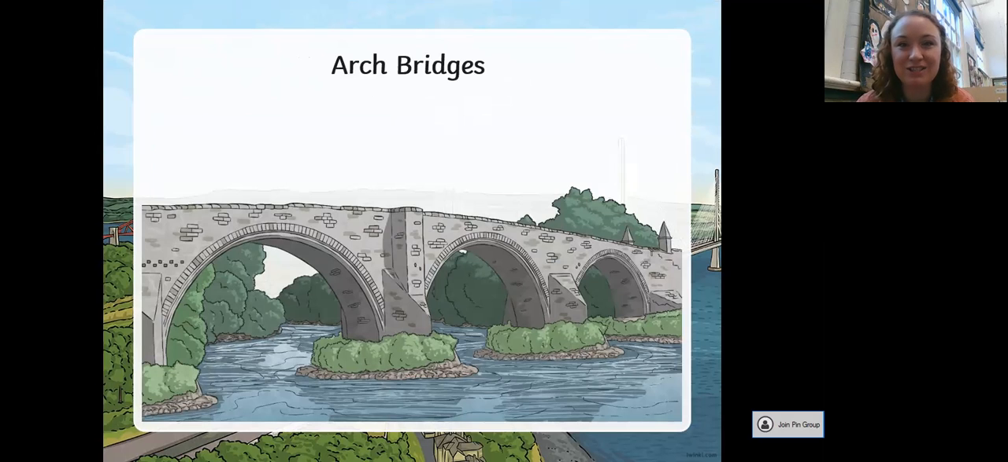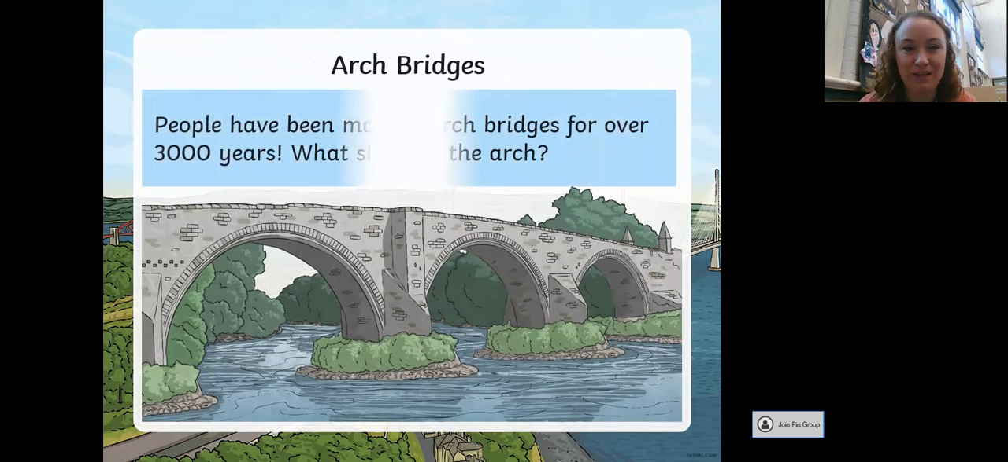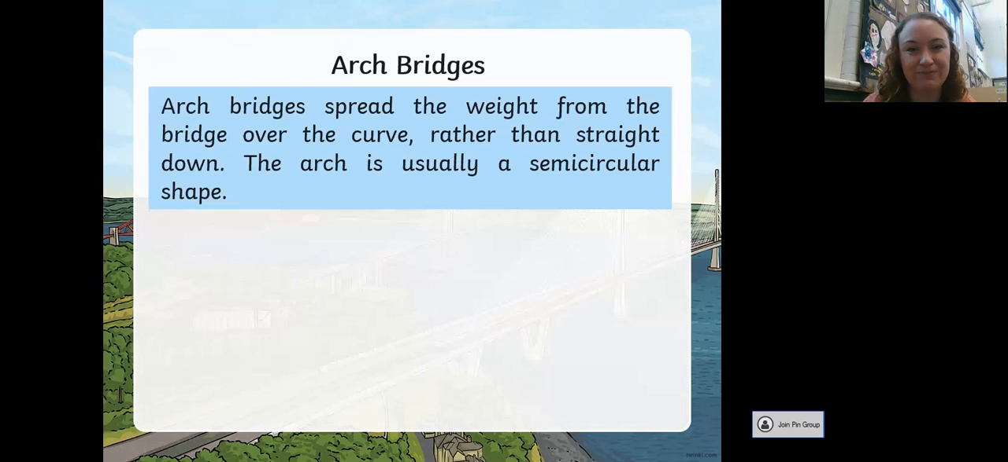Here's another type of bridge. This bridge is called an arch bridge. People have been making arch bridges for over 3,000 years. It's a long time. I wonder, do you know what shape the arch is? What is this shape? It's not a full circle, is it? It doesn't carry on, it doesn't go round all the way. So what do we call half of a circle? Did you get it? It's a semicircle. It means it's a bit of a circle, a semicircle.